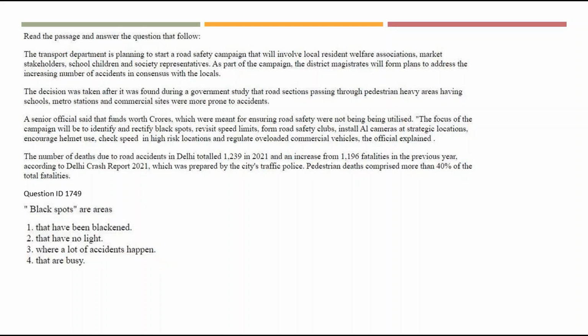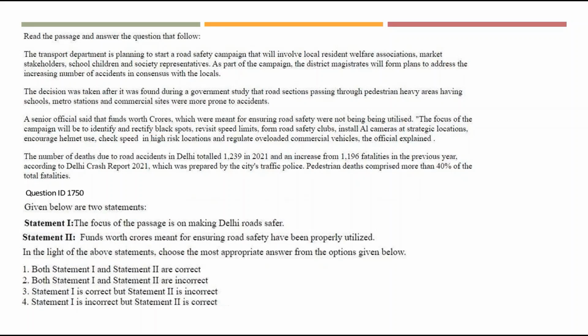Next question. Black spots are areas that have been blackened, it's wrong. That have no light, it's wrong. That are busy is also wrong. Here they are going to identify and rectify black spots. I told these are the places where more accidents take place. So where a lot of accidents happen. Option number 3 will be the right answer.